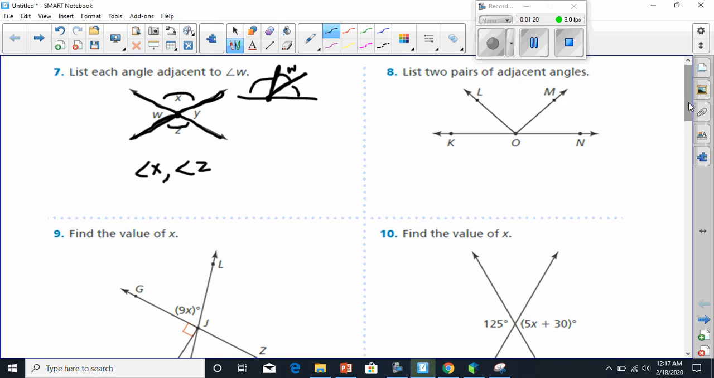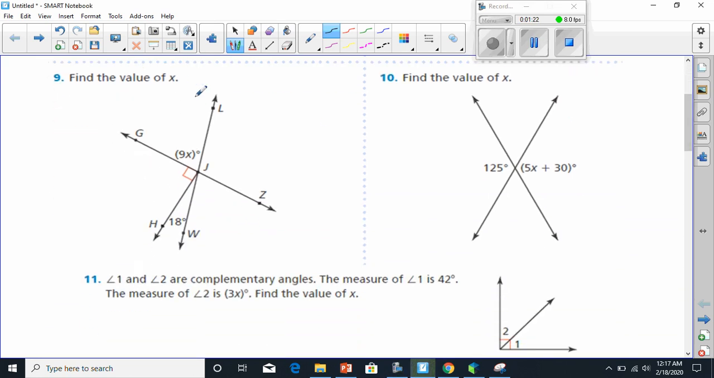All right, let's move to number 9. Find the value of x. This is 9x, and that's the only x listed here, so we've got to figure out what 9x is. We're going to use all of our property skills to figure this one out. First of all, we see that this is a 90-degree angle, so we already know this is 90. We also know that this angle here is 18 degrees.